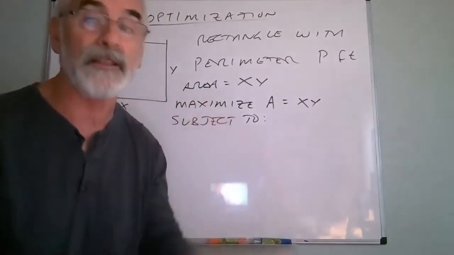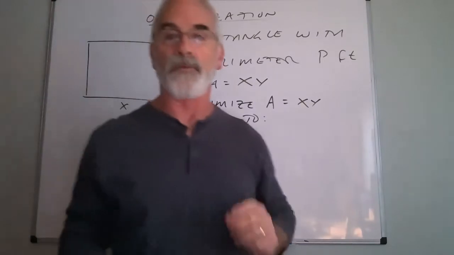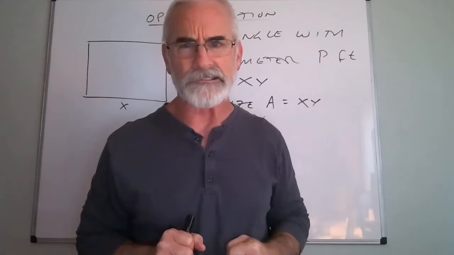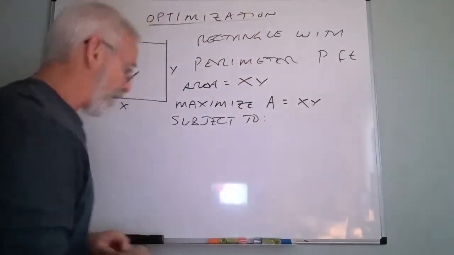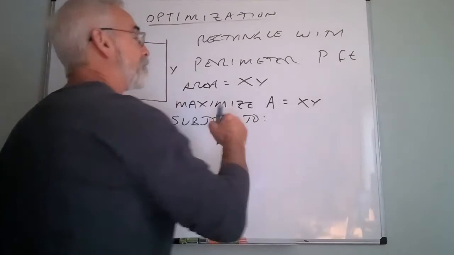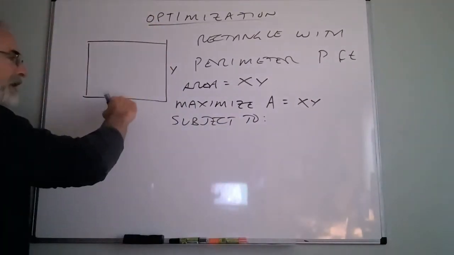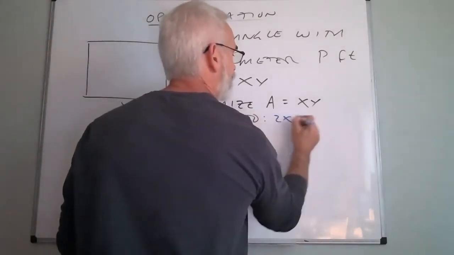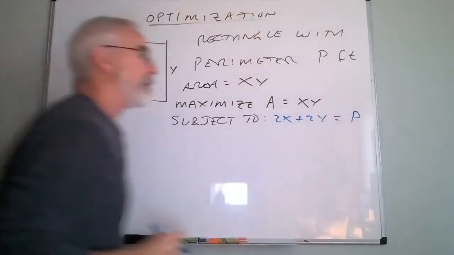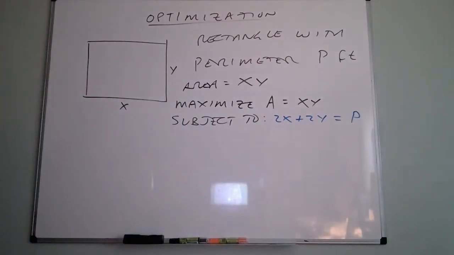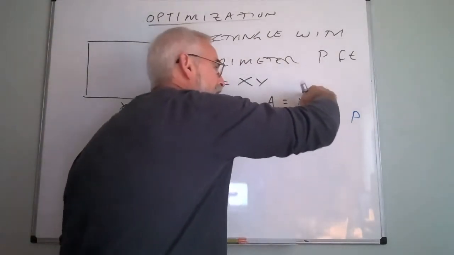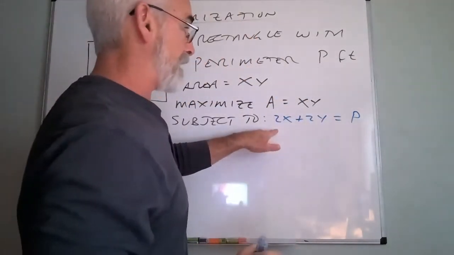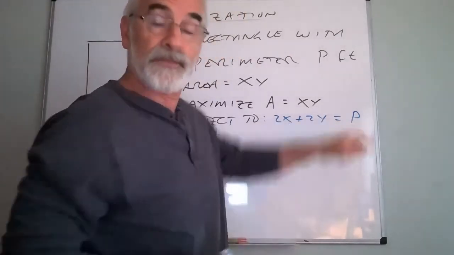I don't have unlimited fencing. If I had an unlimited amount of fence, just make your rectangle infinity by infinity. That's probably not very realistic. So my constraint is that my perimeter is P. So what's the perimeter of a rectangle? It would be X plus Y plus X plus Y, or 2X plus 2Y has to equal P, which is a constant. Now, I need to maximize this product subject to this. This is not an equation, okay? This is an identity. I'm giving you a specific value.